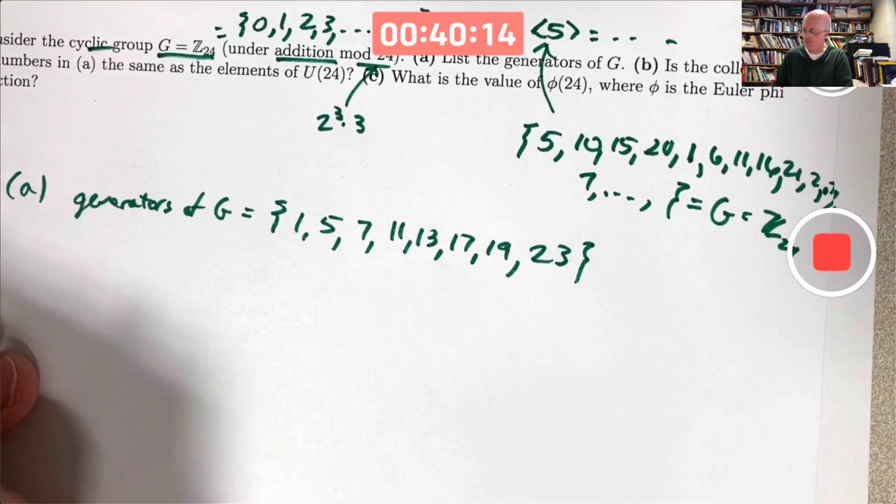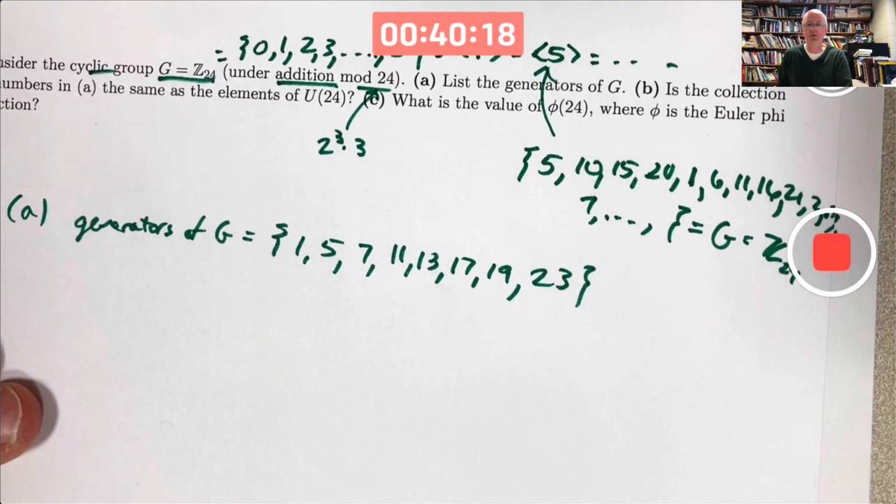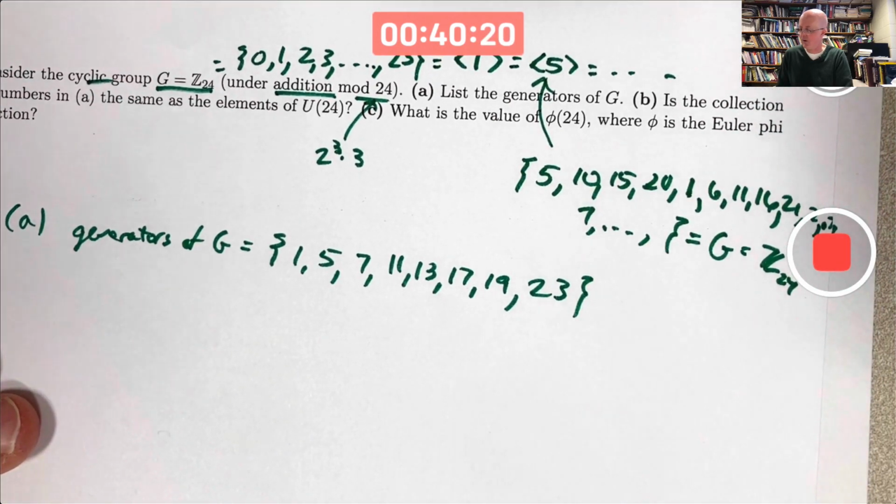Right? 1, 2, 3, 4, 5, 6, 7, 8 generators in Z24. When you add any one of these numbers to themselves over and over again, you generate all the numbers in Z24.